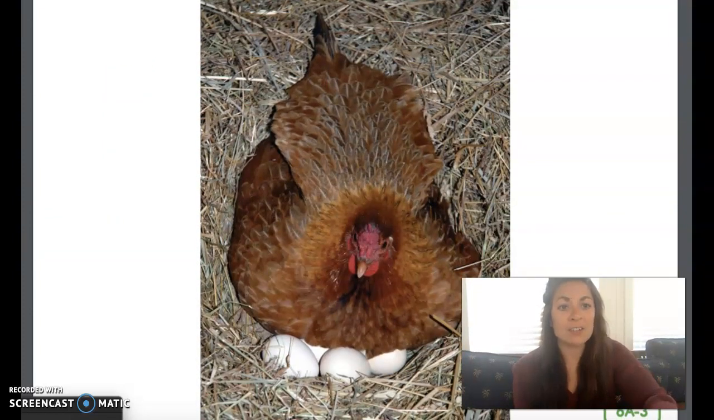As soon as the hen lays her fertilized eggs, she begins to take care of them. The hen will sit on the eggs and even turn the eggs to make sure that they stay warm. The eggs need to stay warm for 21 days in order to develop into chicks. Let's find out what happens inside the egg during that time.